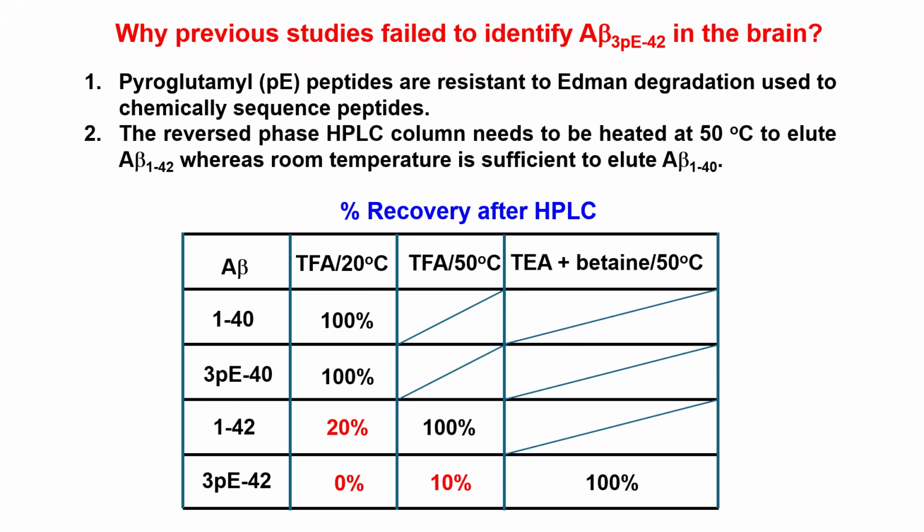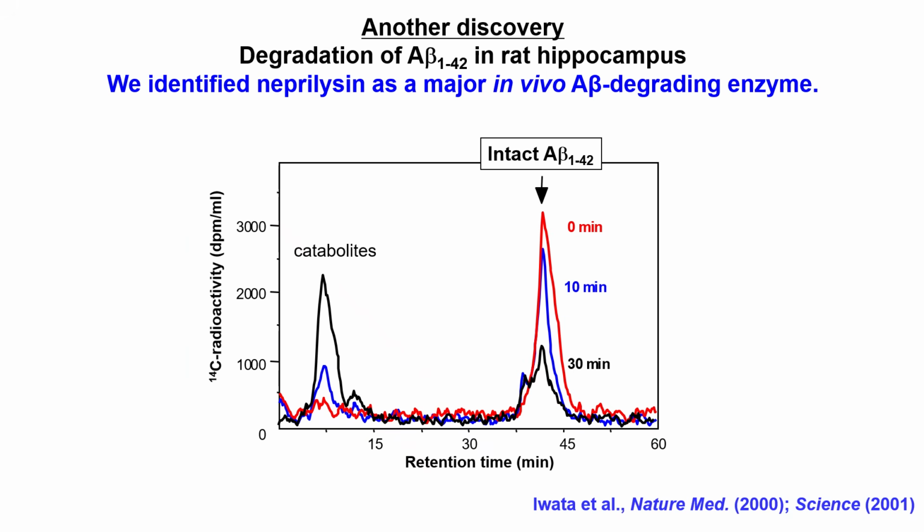So, it was necessary to use very stringent conditions for elution of Aβ3PE42, that is, a basic solvent, TEA, plus betaine, a low molecular weight detergent, with the column heated at 50 degrees Celsius. We speculated that the presence of Aβ3PE may be associated with Aβ metabolism.